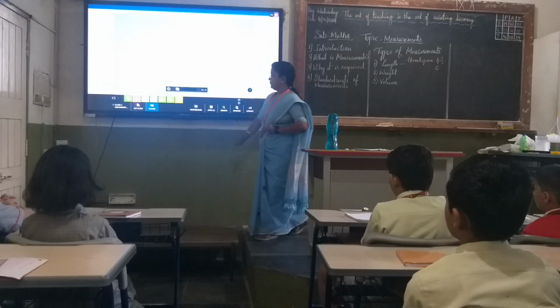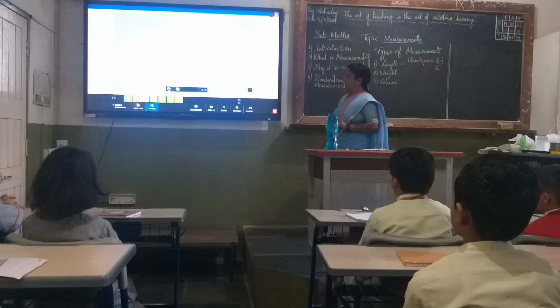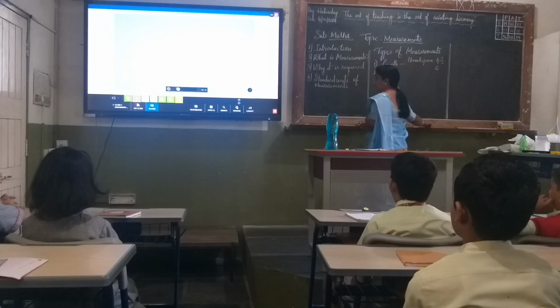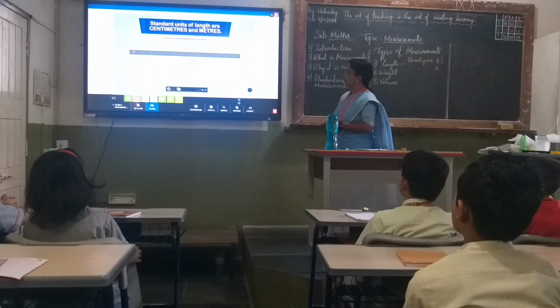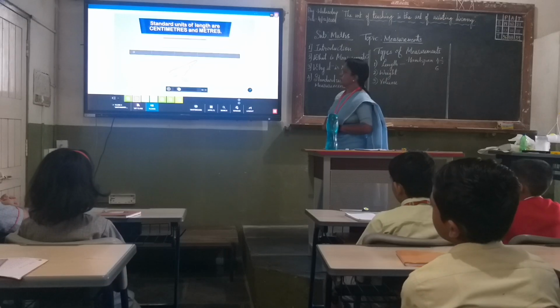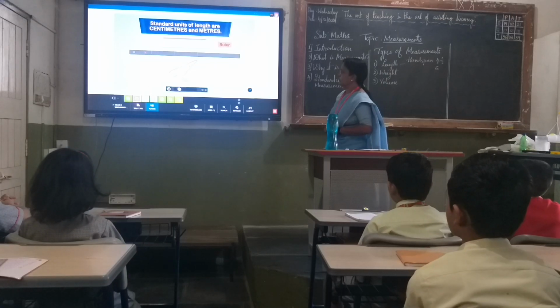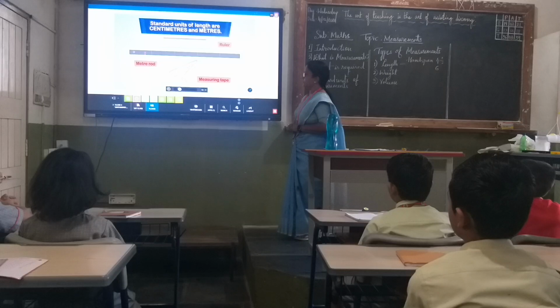Measuring using body parts or other objects does not give a standard length. It keeps changing. That's why length is measured in standard units called centimeters and meters, using instruments like a ruler, meter rod, or a measuring tape.